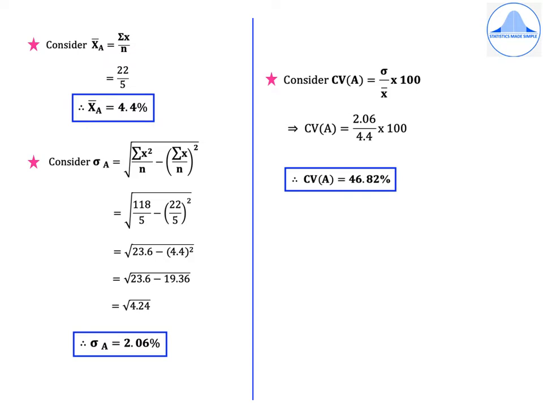Let's now find out the mean for company A. So consider x bar A equal to summation x by n, which is equal to 22 divided by 5. So you get x bar A is equal to 4.4%. Because the dividend is expressed in terms of percentage in the problem, so we express x bar also in terms of percentage. Next, we have to find out sigma A.